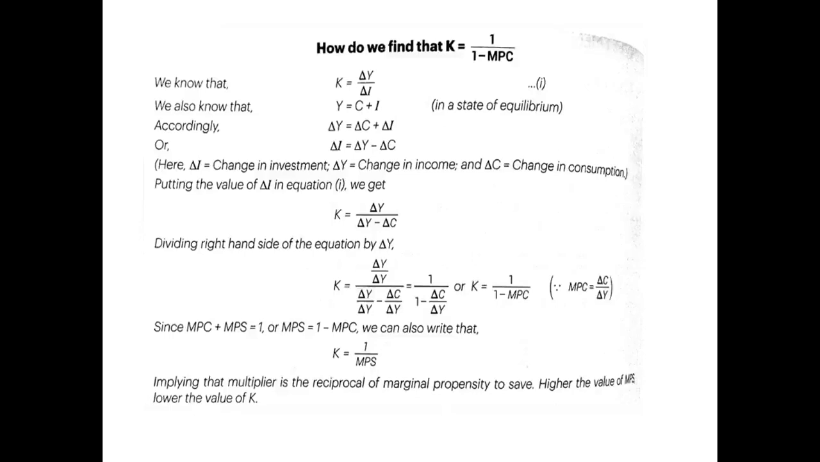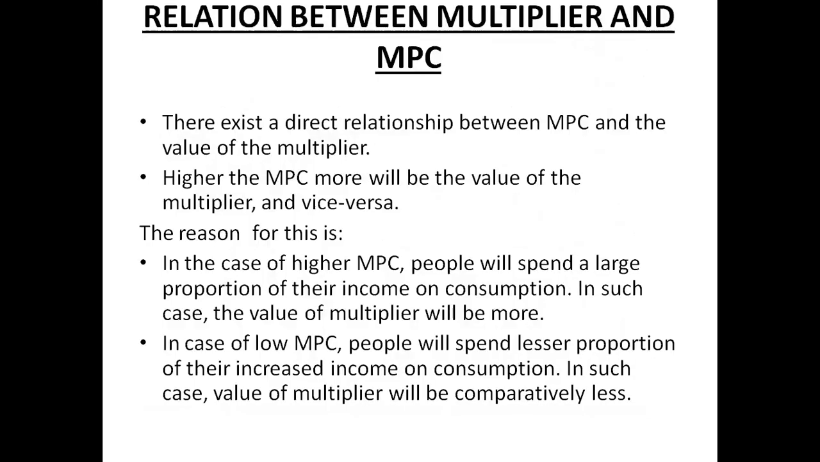Dividing right side of equation by change in Y. Change in Y upon change in Y is equal to 1. Change in Y upon change in Y minus change in C upon change in Y. Change in C upon change in Y is equal to MPC. So, we can write it 1 upon 1 minus MPC. 1 minus MPC is equal to MPS. We can write it 1 upon MPS also. Do practice of it. Yes, friends.